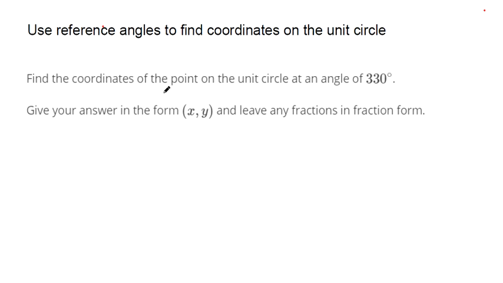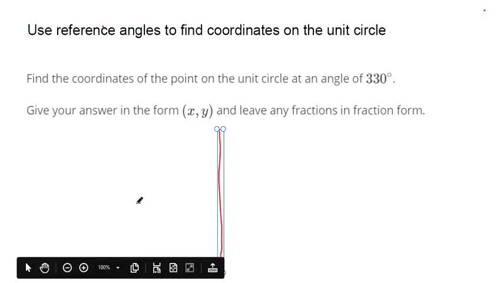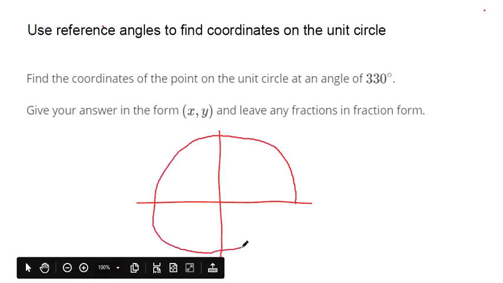So we're supposed to find the coordinates of the point on the unit circle at an angle of 330 degrees. Okay, so a unit circle just means a circle with a radius of 1, and that also tells us something else that's special about the point.